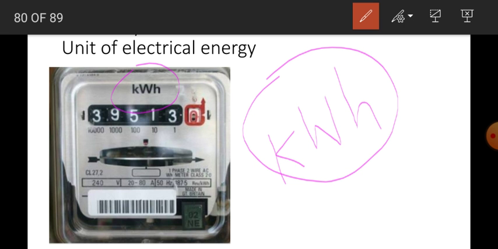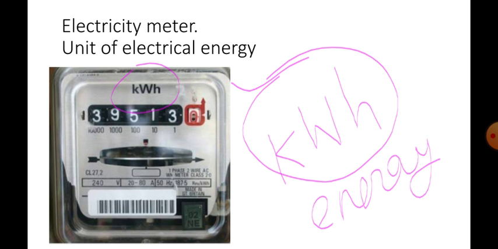The unit of power is watt, right? kWh is a unit of energy. Which energy now? Electrical energy. The SI unit of energy is joule, but in case of electrical energy we use kilowatt hour. So let's learn about it in detail.